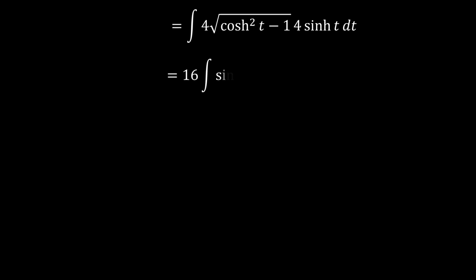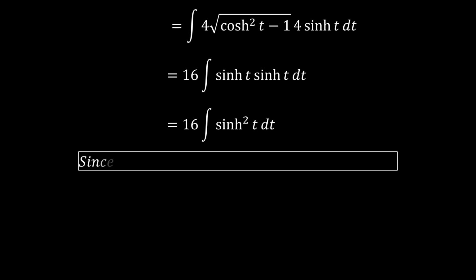Okay, so our problem now becomes we can pull the 4's out. 4 times 4 we have 16, and then the square root of cosh squared t minus 1 is the same as sinh t, so we have sinh t times sinh t as the integrand, and then we have 16 integral of sinh squared t. And so using the identity, cosh 2t equals cosh squared t plus sinh squared t, which is equal to twice sinh squared t plus 1.